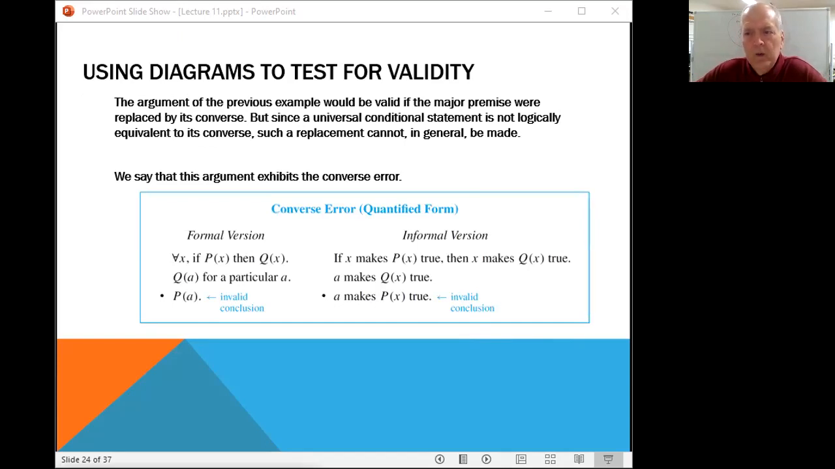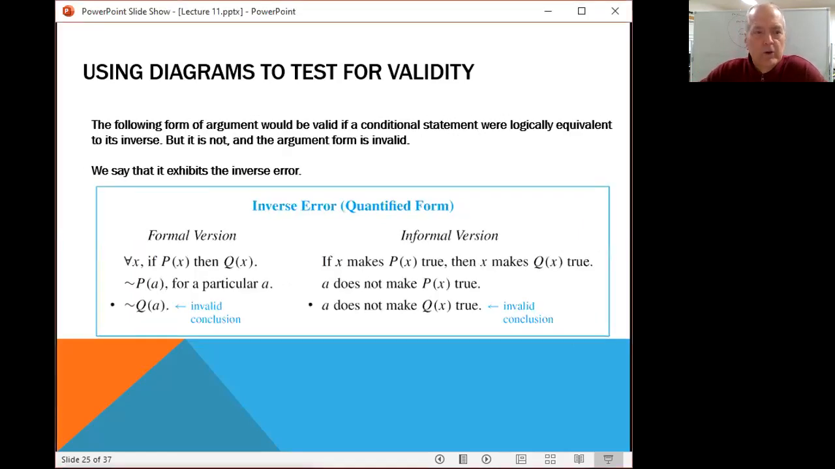However, remember, the converse and the inverse are not logically equivalent to a universal conditional statement. A contrapositive is. So this is something that is exhibiting a converse error. And then we have another case. This is the inverse error.